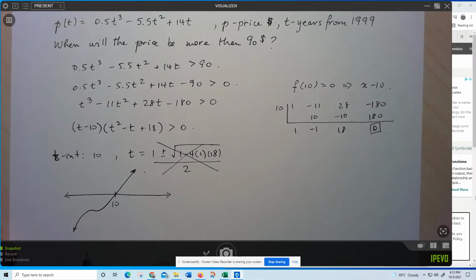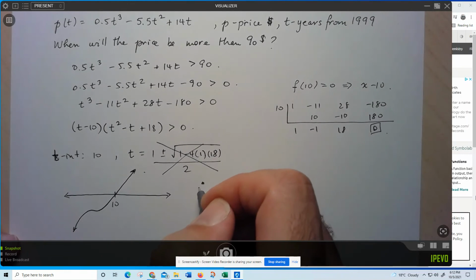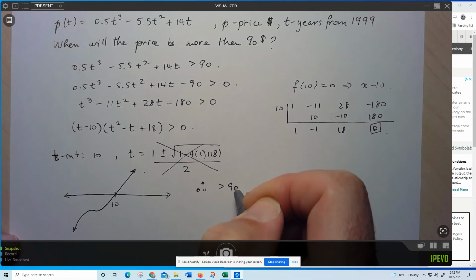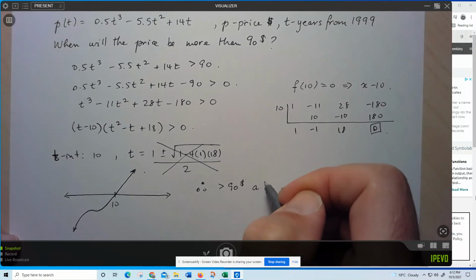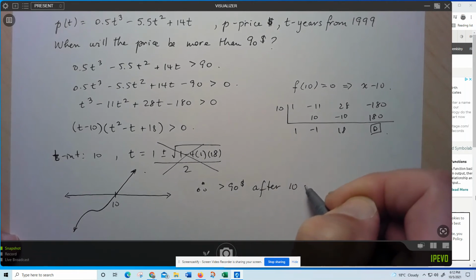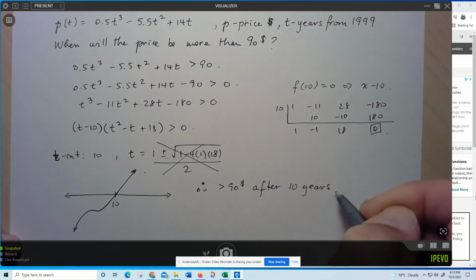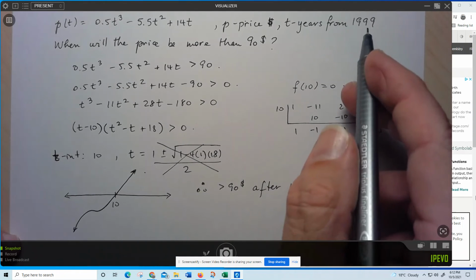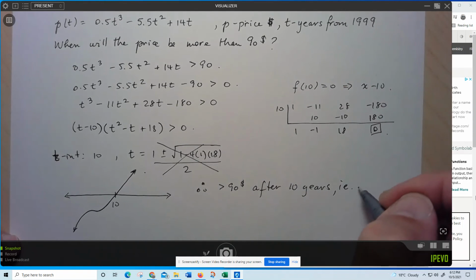And here it's crossing from negative to positive. So when will this be priced at more than $90? It looks like after 10 years. So it'll be greater than $90 after 10 years. That is, since they actually told us when we're measuring from, 1999, so that is from 2009 on.